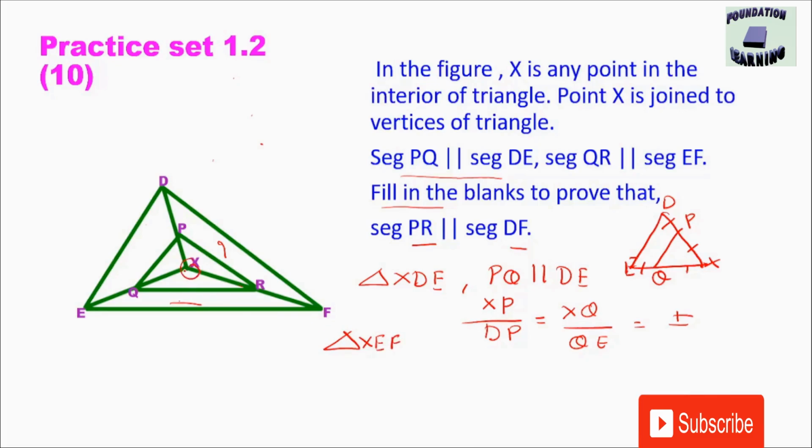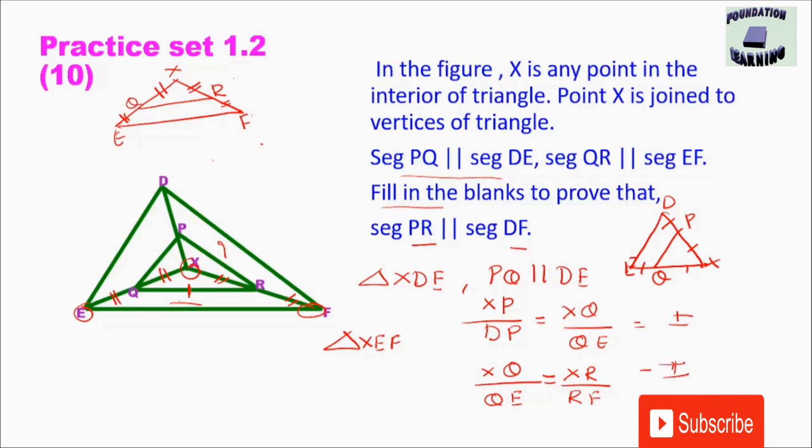In triangle XEF, X, E, F. This part. And here you have this side. Now, when the sides are parallel, which sides will be in proportion? X, Q, R. QR is parallel to EF. So, which sides will be in proportion? XQ is to EQ will be equal to XR upon RF. So, we will have XQ is to QE, which one? XQ is to QE will be equal to XR is to RF. This is my second equation.